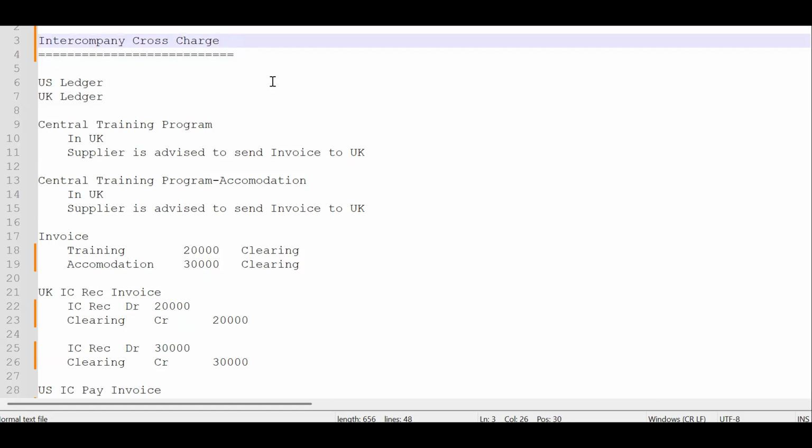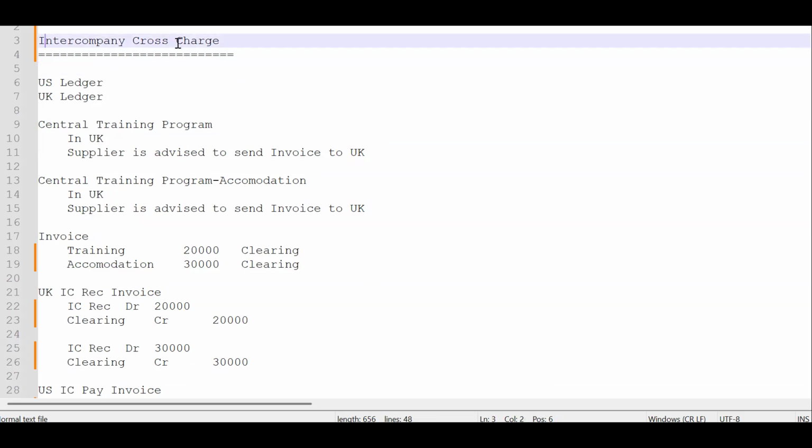Now, the approach would be first we will discuss a business case where this feature can be used, and then we will do the transactions in the application and see how our business case is mapped into the application. Okay, so let's get started.